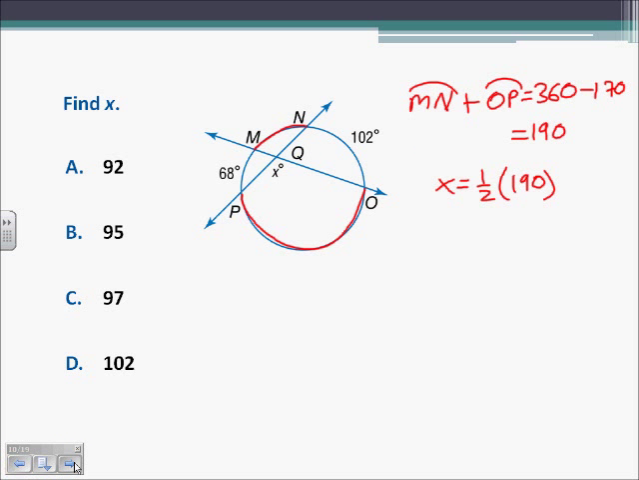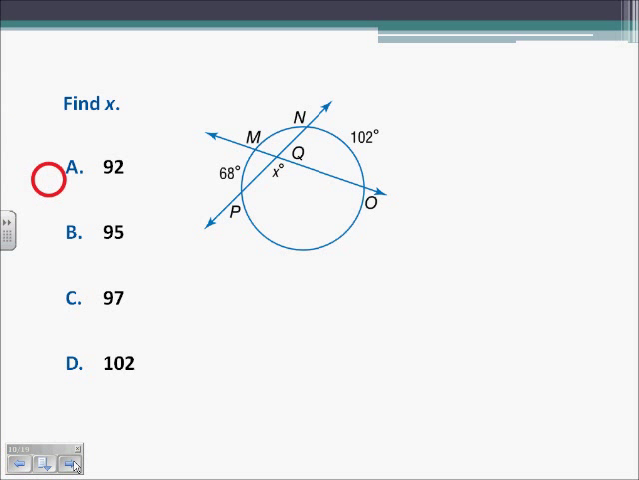Here, same thing. We want to find half of the sum of the intercepted arcs because we're looking for x, but we know the other two arcs, so we have to subtract those from 360 to get the sum of our arcs, and then we multiply that by 1/2, so we're going to have half of 190, which is going to equal 95, which is letter B.